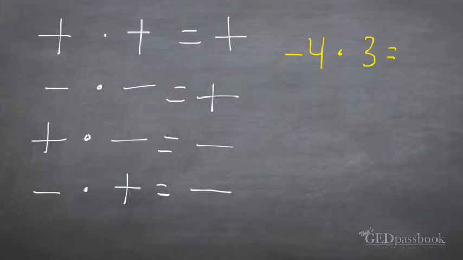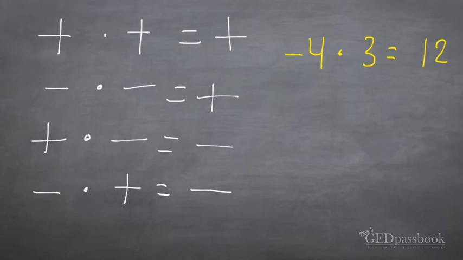The trick with multiplying and dividing is forget about the signs. Just forget about them for just a brief second in your beautiful lives. Just ignore them and just look at the numbers. What is 4 times 3? Negative 12. I just said 4 times 3. 4 times 3 is 12. Alright? So, just focus on the number first.